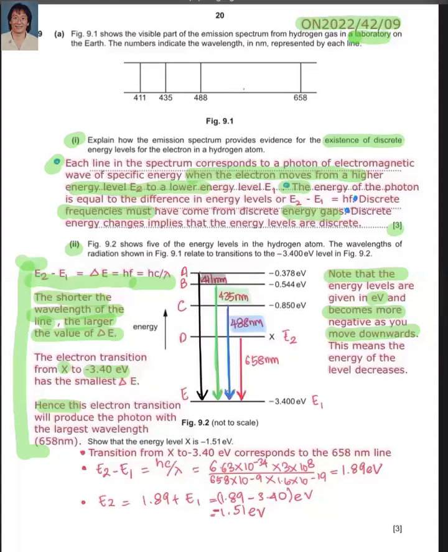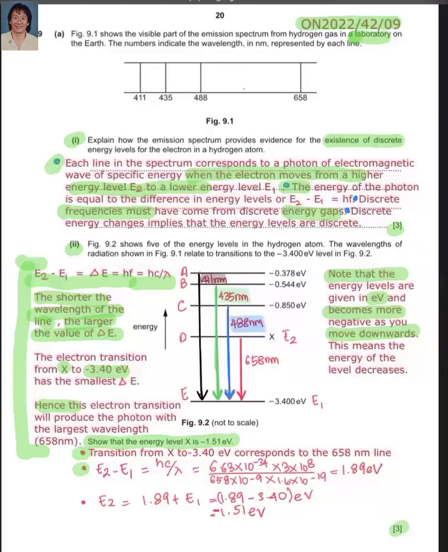Then we have to show that the energy level of X is minus 1.51 electron volts. This question carries 3 marks. In order to get the 3 marks, you must say that the line 658 is produced by the electron transition from X to minus 3.4 electron volts. So this is the first point.